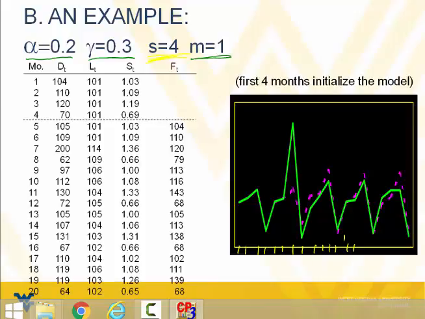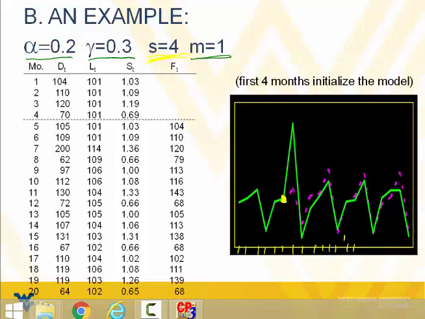So if I'm sitting here at this period, let me pick something a little bit clearer. Say I'm sitting here at this period, and I'm trying to forecast my demand for the next period. Now, which seasonal index will I use?